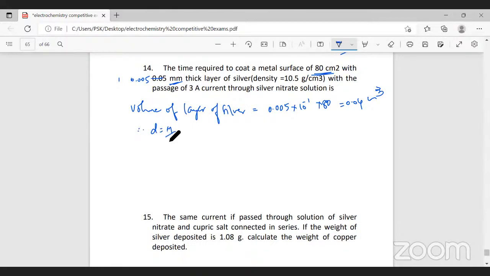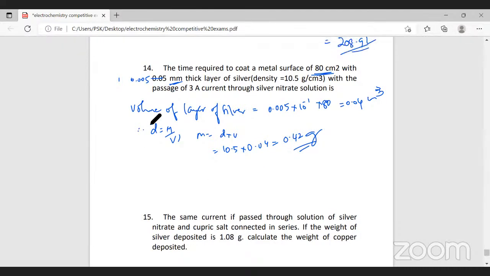Therefore, density is what? Mass by volume. Or we can write mass is equal to density into volume. Density they have given as 10.5. Volume we found out to be 0.04. That is 0.42 grams. Mass we found out to be 0.42 grams.